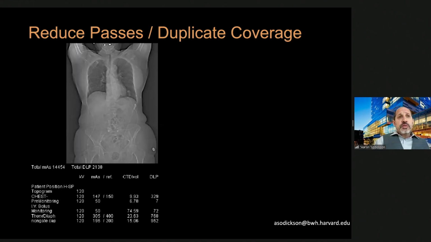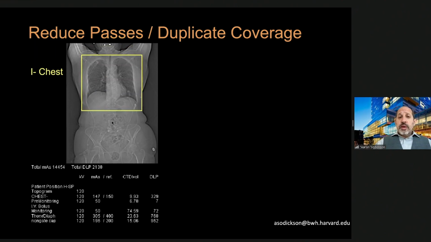One of the other tools that we can use to reduce dose to patients is really to reduce the number of passes and duplicate coverage that we use. There was a while where it was very popular to do a lot of extra phases. You do an abdomen pelvis CT, let's throw in a delayed scan of the kidneys and the bladder, just in case we might find a transitional cell carcinoma. But that added an extra 80% DLP to these scans.